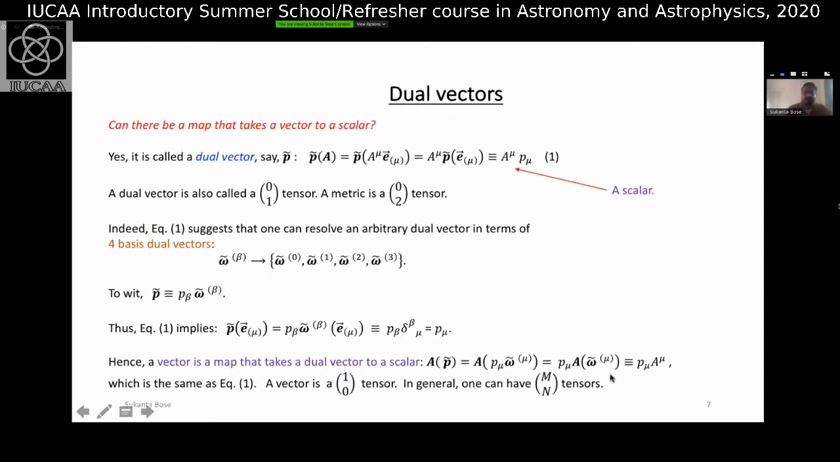Okay? So that's a map. So an M-N tensor is a map that takes N vectors and M dual vectors to a scalar. Scalar meaning a quantity that remains invariant under coordinate transformation. Okay, I will pause here to take questions. So let me see if anybody has.